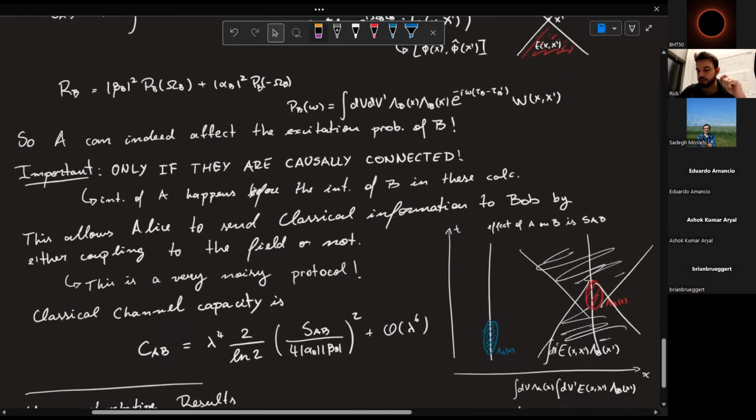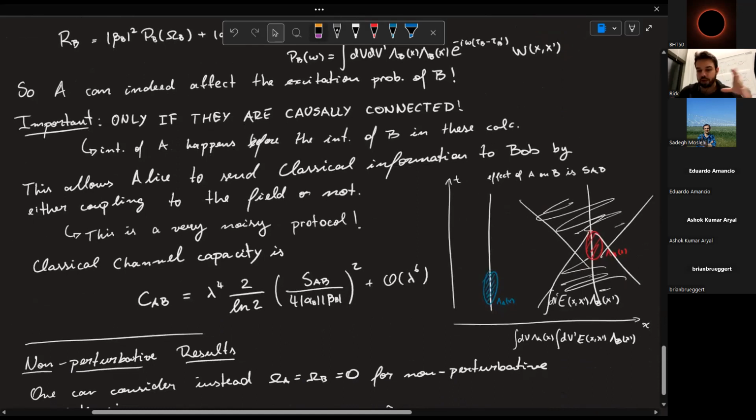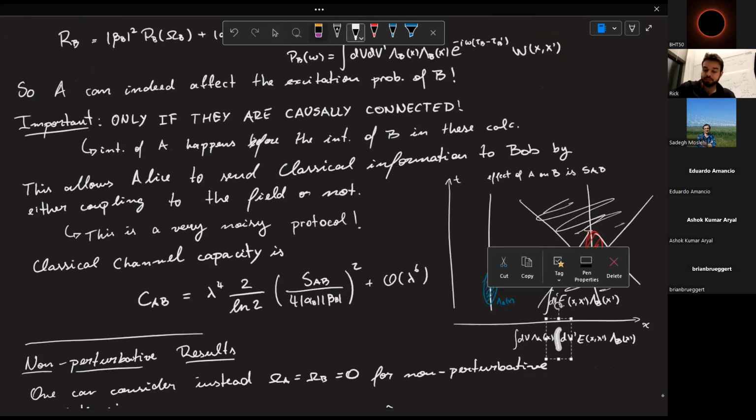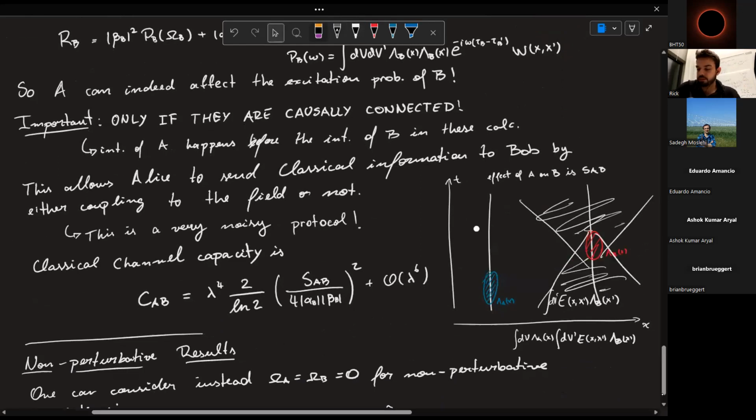That's the idea. That's what I meant when I said that they have to be causally connected. You need Alice to be in the causal past of B. It means that Alice can only affect Bob if she's in the causal past of Bob, which is basically being compatible with causality, right? You can't really affect someone who is not in your causal future, who you're not in the causal past of.